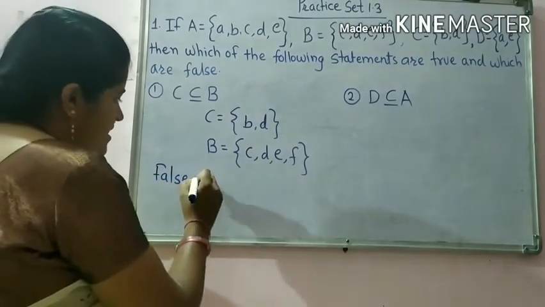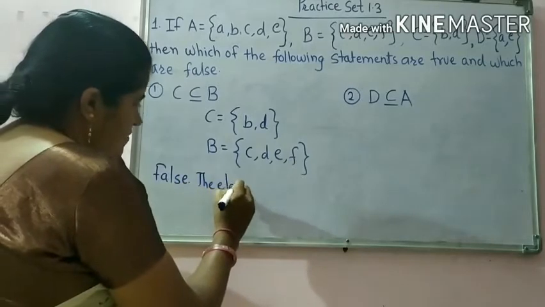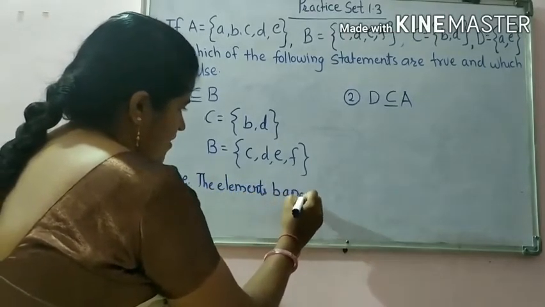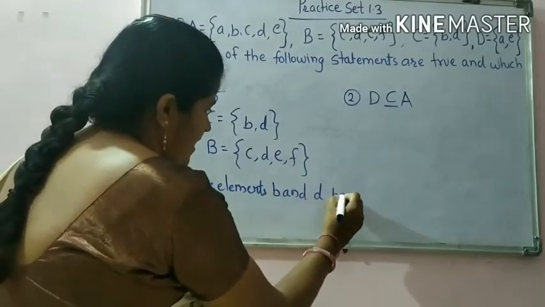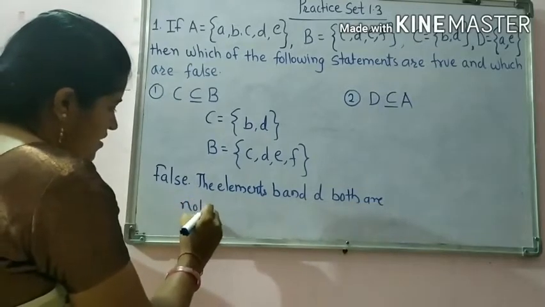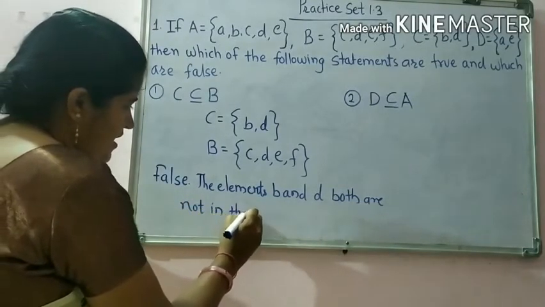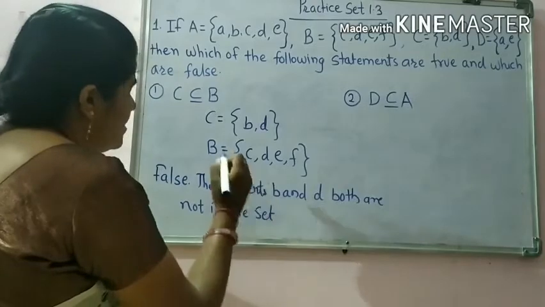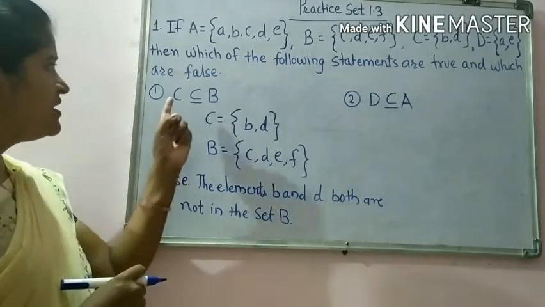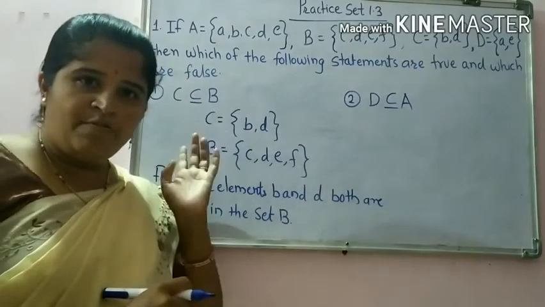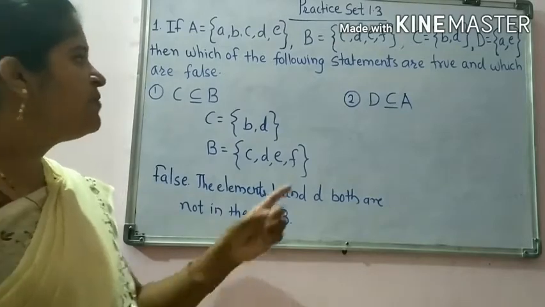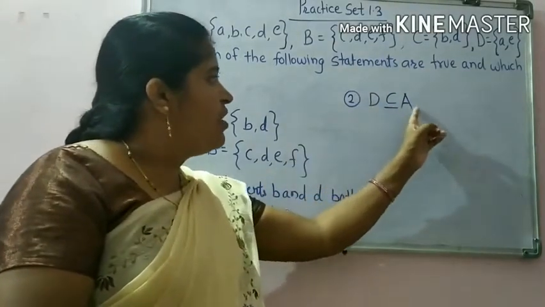The elements B and D both are not in the set B, and therefore C is not a subset of B. This statement is false. Now second one, D is a subset of A.